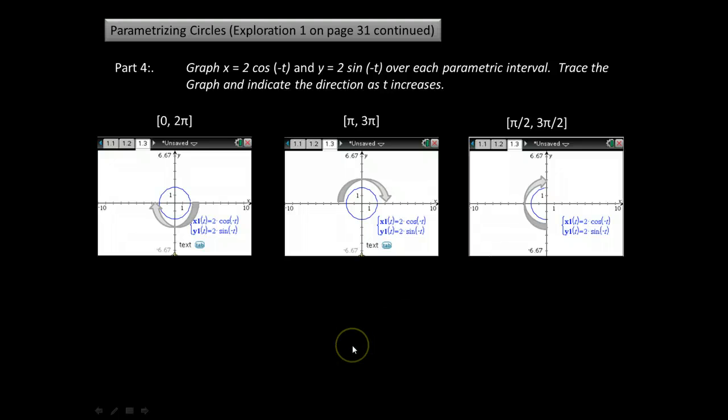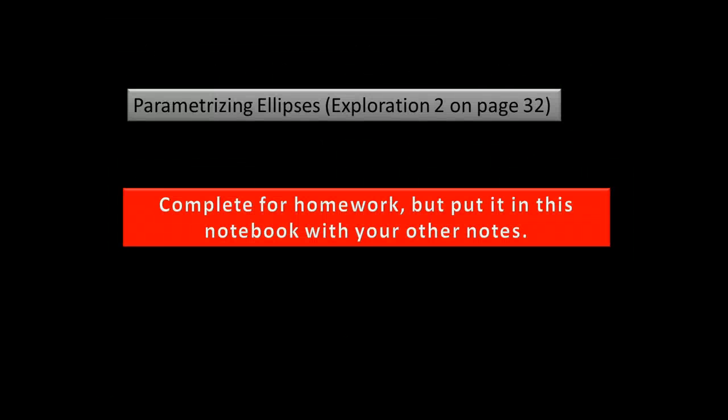Okay, so that is going to finish up Exploration 1 from page 31. There's an Exploration 2 on page 32, which is going to follow very much the same steps that we just did with the circles, but instead it's going to be ellipses. So I would like you to complete that as part of your homework, but I would like you to put it in your notebook with your notes as opposed to in your homework notebook. So on page 32 of your book, Exploration 2, parametrizing ellipses, that's going to go right here in your notebook, but as part of your homework.